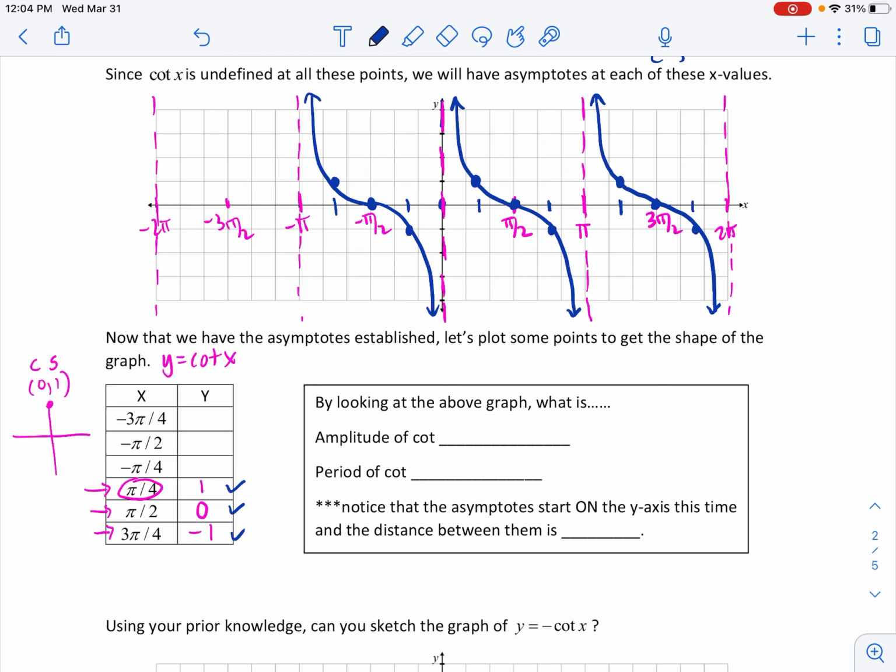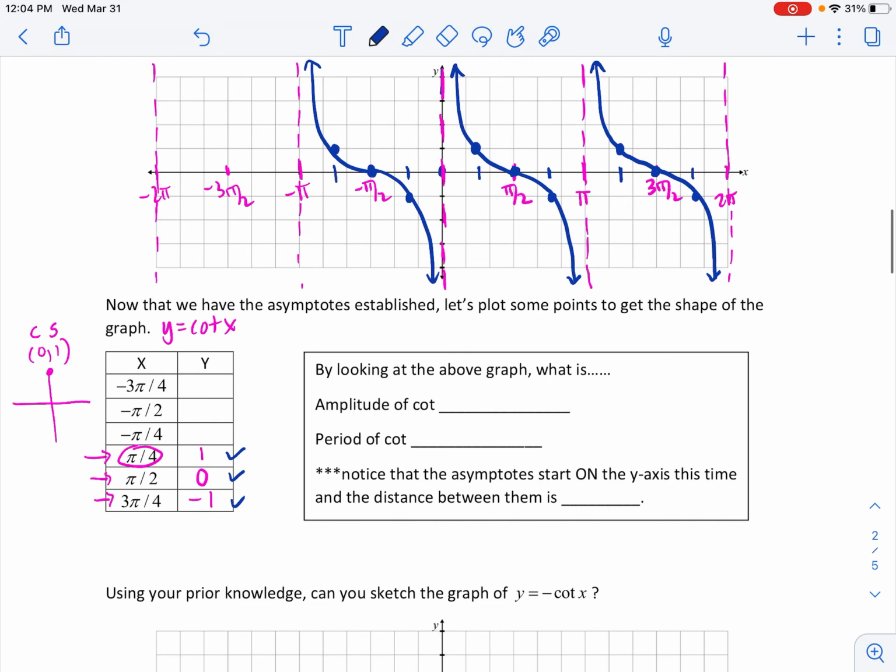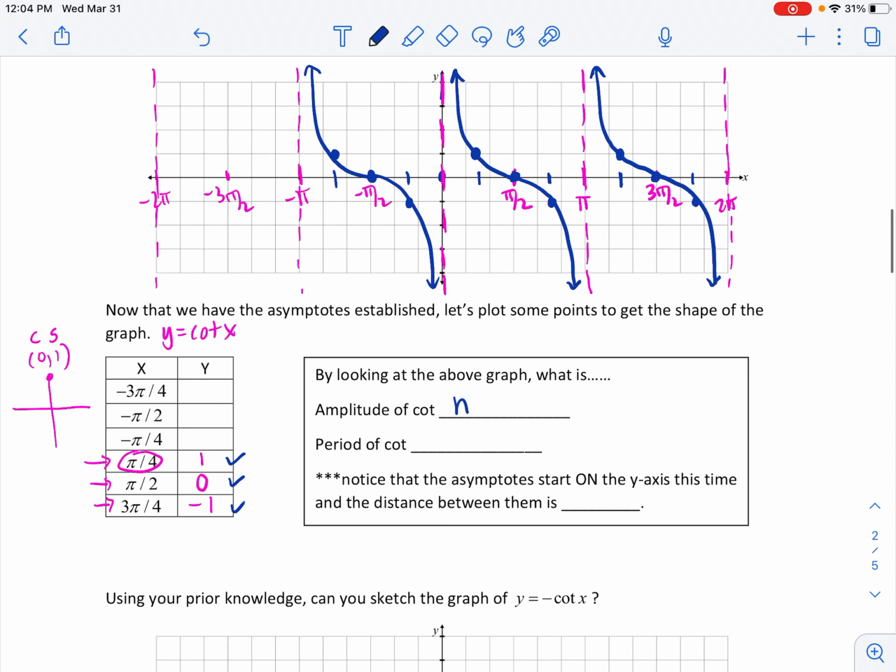All right, so this is what a cotangent graph looks like. Now, you guys, amplitude of cotangent, how high, how low, it goes up forever, down forever, so this is going to be a none. And what's the period? Remember, you guys, the period for a tangent and cotangent graph is the distance between the asymptotes.